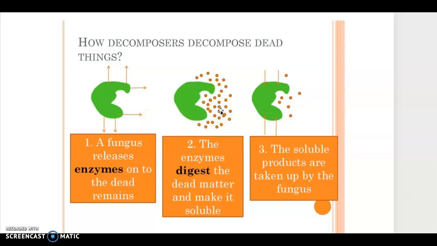Think of it as kind of like an acid maybe to break something down and make it smaller, or cut something big into smaller bite-sized pieces, if you will, for them. The enzymes digest the dead matter and make it soluble, so that they can digest it and eat it. The soluble products are taken up by the fungus.